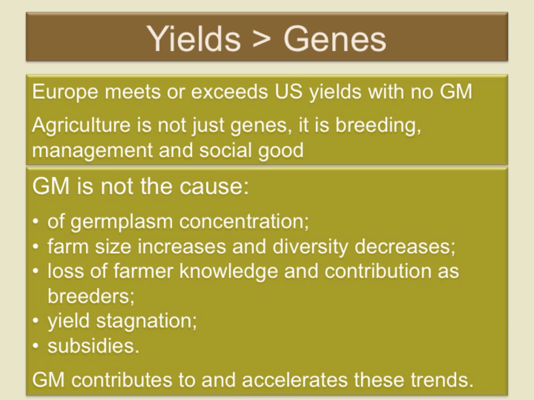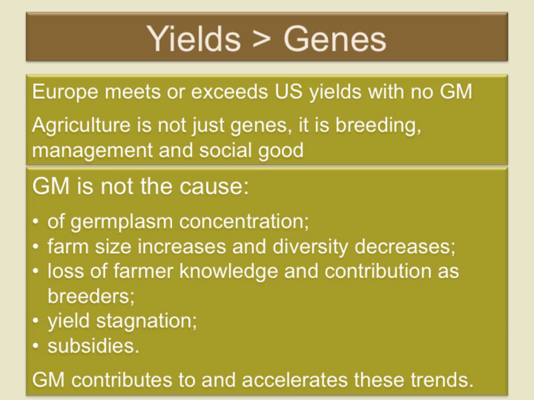The big lesson here is that our agroecosystem is more than just genes. It isn't just about breeding plants. It isn't just about putting a new gene in a plant to get some kind of different outcome. It's about having healthy soil. It's about how you manage pests. It's about many, many different things.